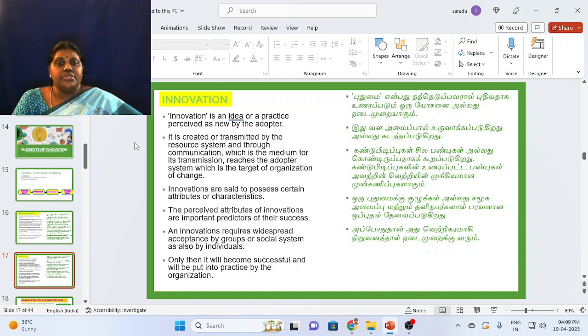Innovations are said to possess certain attributes or characteristics. The perceived attributes of innovation are important predictors of their success. And innovation requires widespread acceptance by the group or social system as also by individuals. Only then will it become successful and be put into practice by the organization.